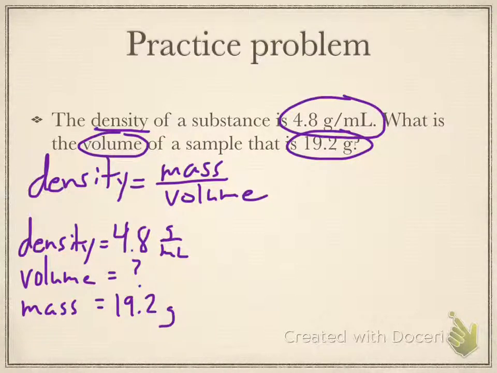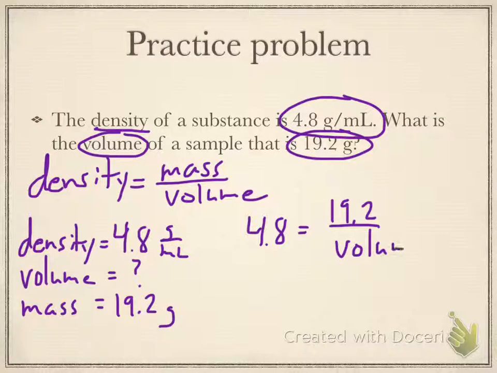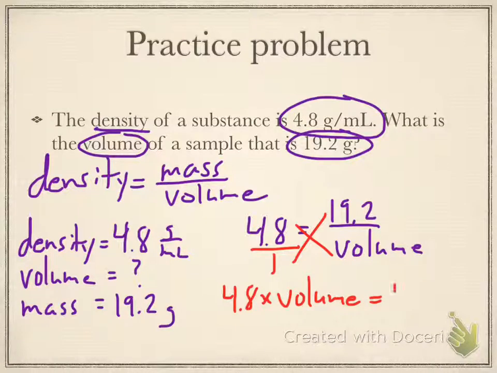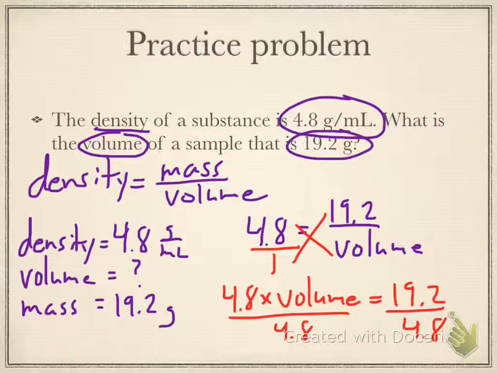So how do we solve it? Well, let's plug it into our formula. Density equals mass divided by volume. So 4.8 equals 19.2 divided by our volume, which we don't know. So that's a variable. So what do we got to do? Gavin is absolutely right. We can pretend like this is 4.8 divided by 1, and then we can cross multiply. Anytime you have a fraction equals a fraction, you cross multiply. So 4.8 times the volume equals 19.2. Divide both sides by 4.8. So if you do 19.2 divided by 4.8, you will get your answer.